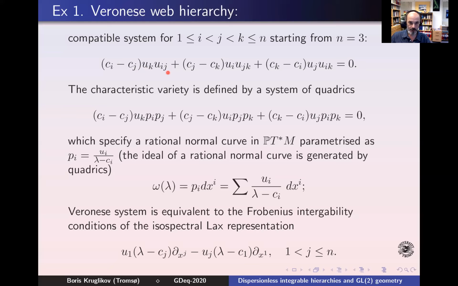And the word hierarchy means that we obtain very many equations, finitely many if we truncate, or infinitely many if we allow this to be infinity, and all of them are compatible. But we say that it's a hierarchy of 3D equations because actually at the bottom of this embedded sequence is just one equation, this one, for i, j, k equal to 3.